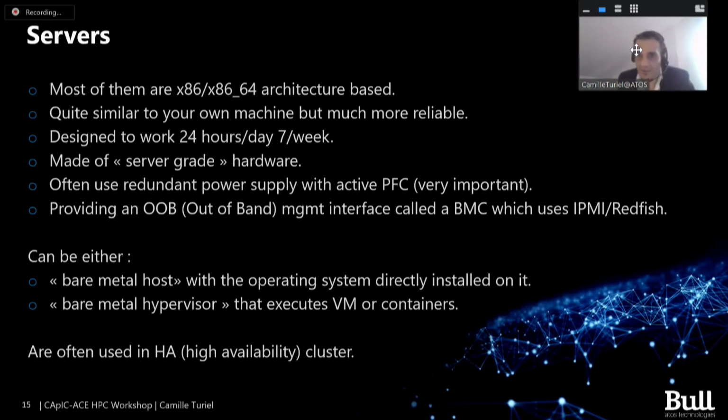Let me check the time. Sorry. Okay, we have one hour remaining before the break.